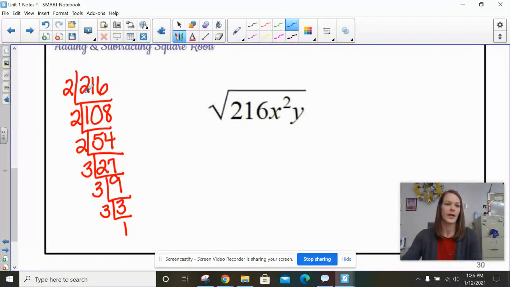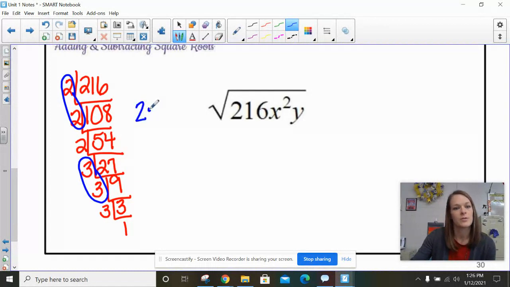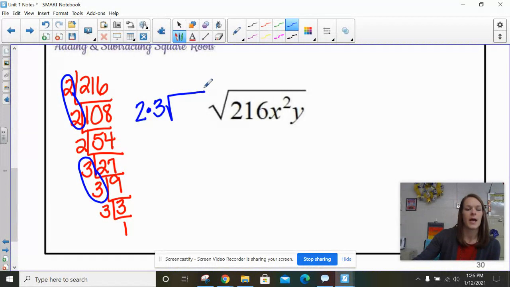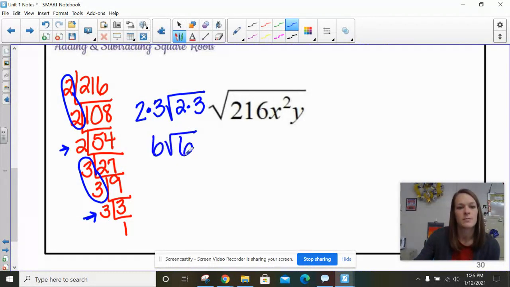Okay, so let me circle pairs. I have a pair of 2s here. I have a pair of 3s here. So pairs come out. So that'll be 2 times 3. And then I have a 2 right here, and I have a 3 down here that don't have a pair. So that's going to stay under the radical, but I'm going to multiply it also. So this will simplify to 6 square root 6.